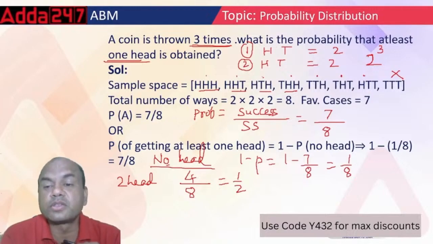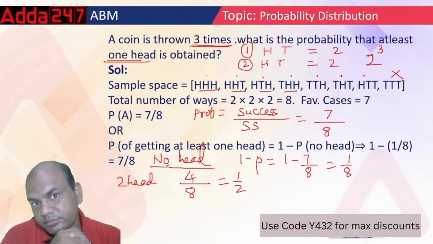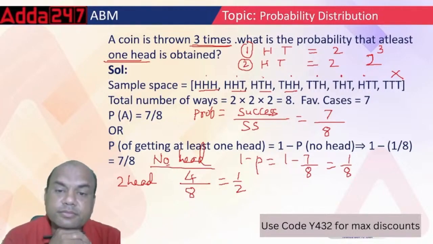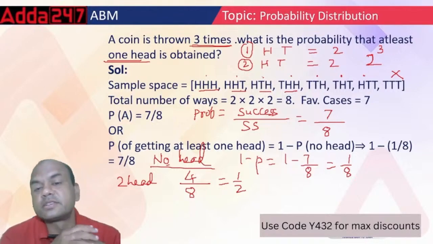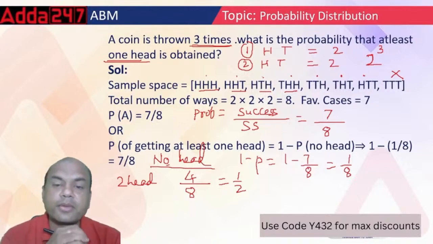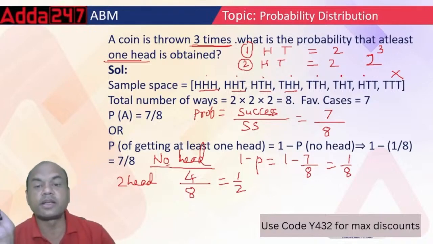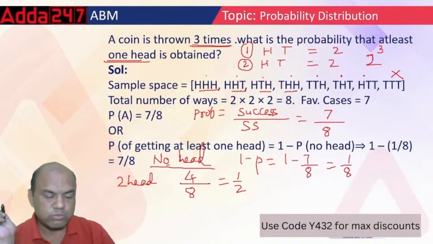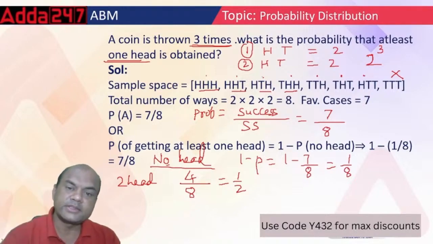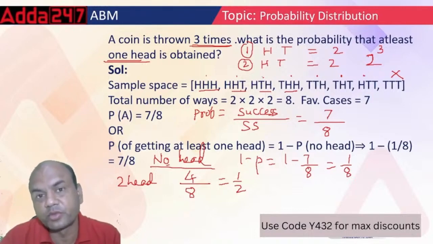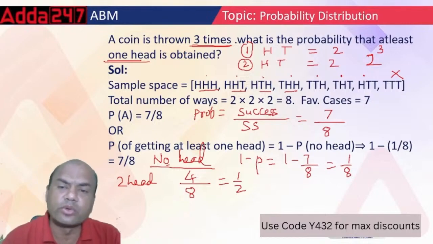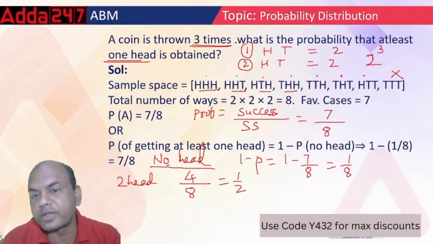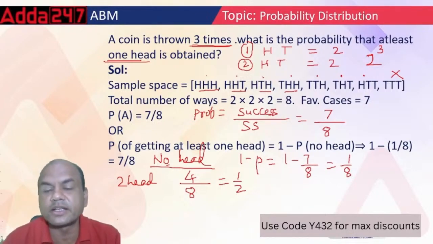If I ask you for at least 3 heads, then what will be the answer? Now you type in the comment section. I want the answer for at least 3 heads. Yes, at least 3 heads. So there's only 1 upon 8, because everyone else is having 2 heads. At least 3 heads means only 1.